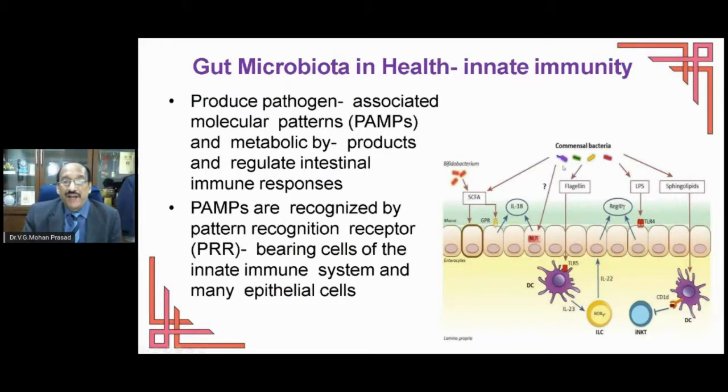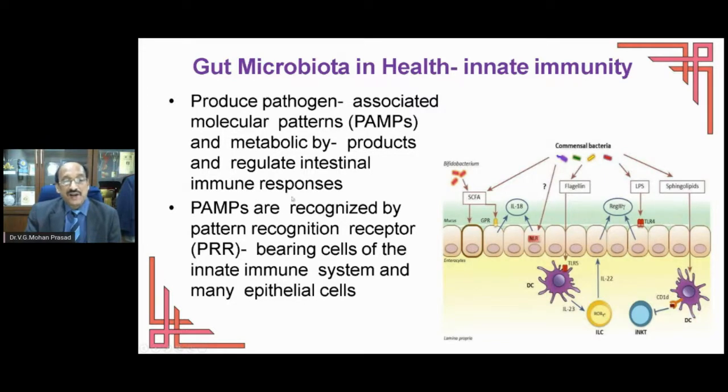So the bifidobacterium can produce a short chain fatty acid. The other commensal bacteria just send their flagellin, which is a portion of their surface, and then the lipopolysaccharides, sphingolipids. All these can interact with different types of receptors and can send different messages. So these are called the pathogen-associated molecular patterns, PAMPs.